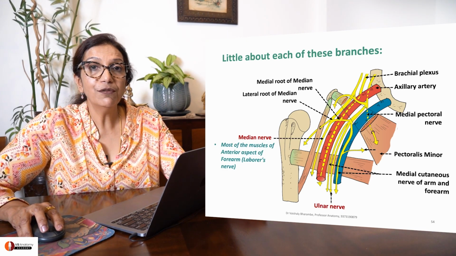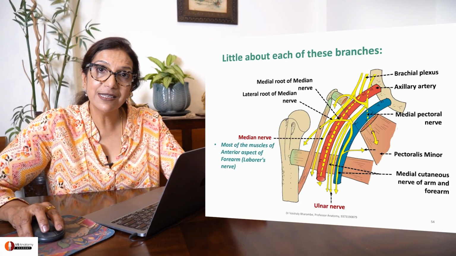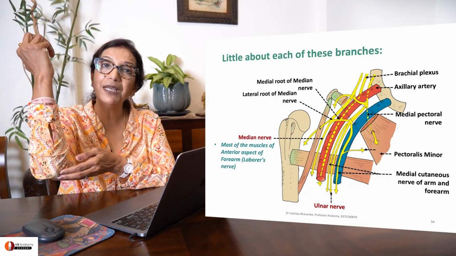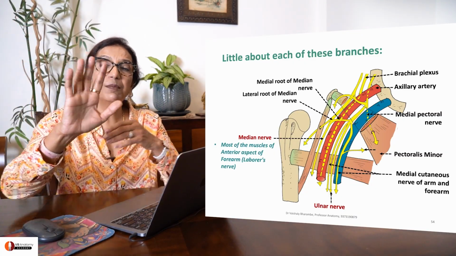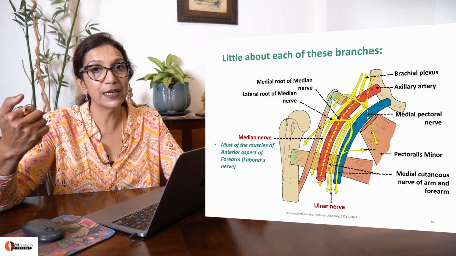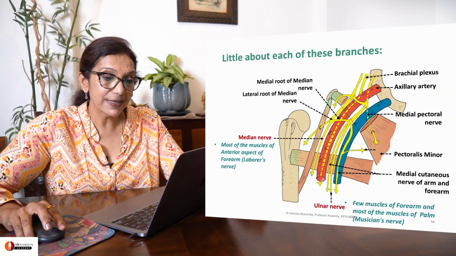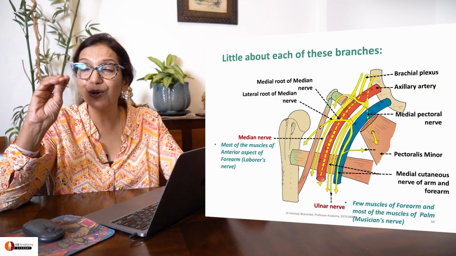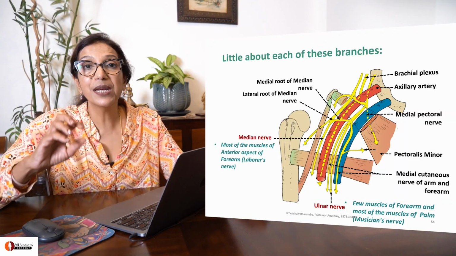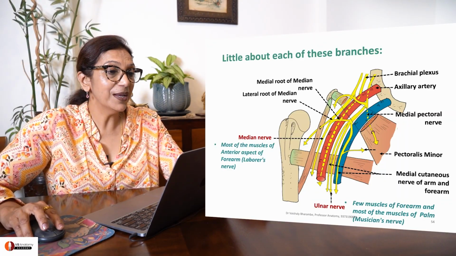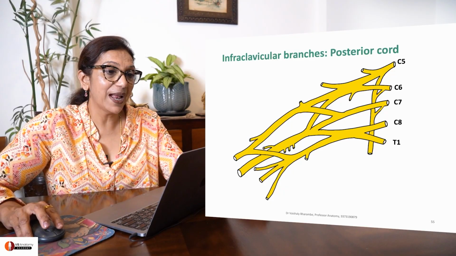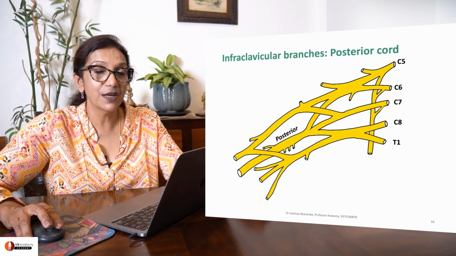The ulnar nerve, which is the leftover nerve, descends into the arm, passing behind your medial epicondyle, distributing itself more in the hand than in the forearm, and is called the musician's nerve because of the fine movements you need of your hands. Okay, so that's about each of these branches. We will move on to the posterior cord.